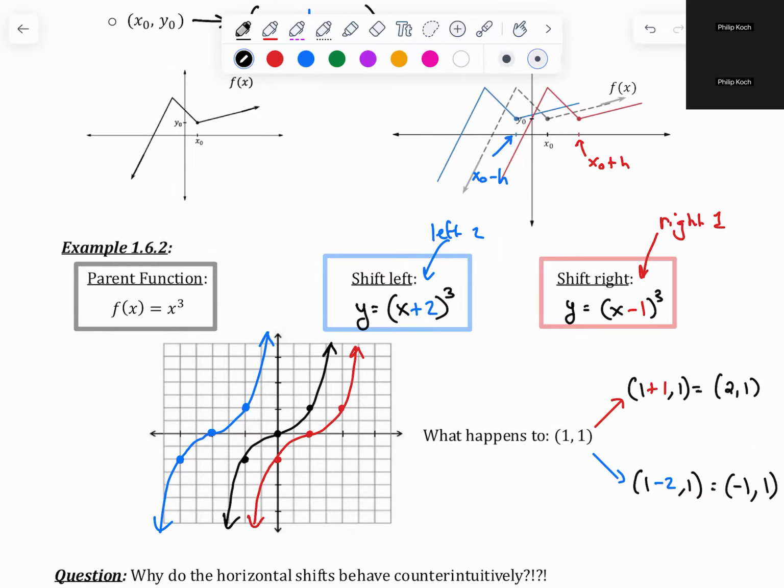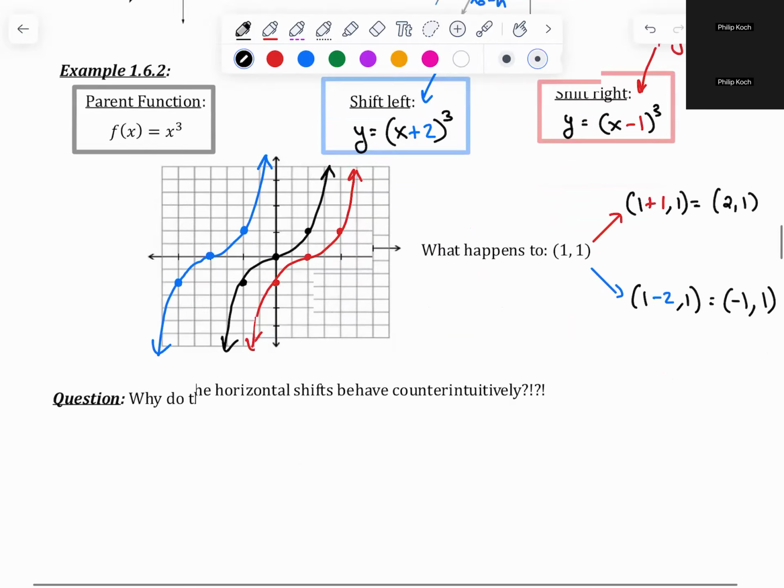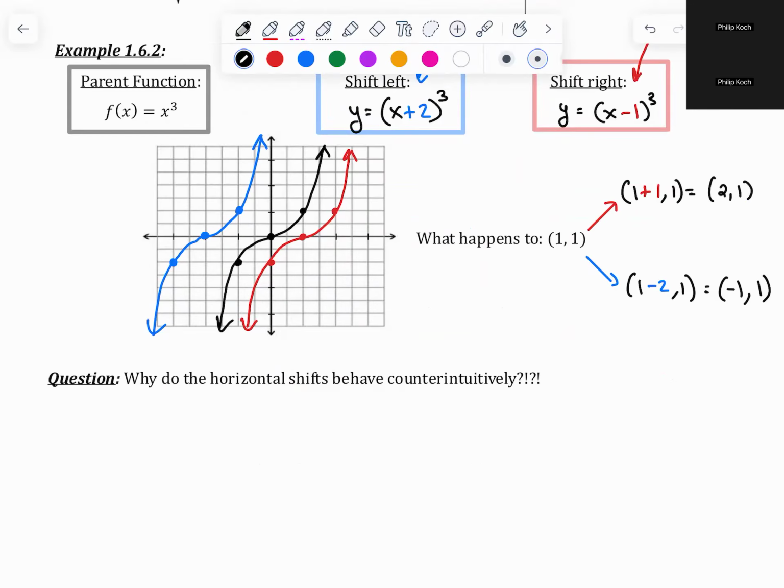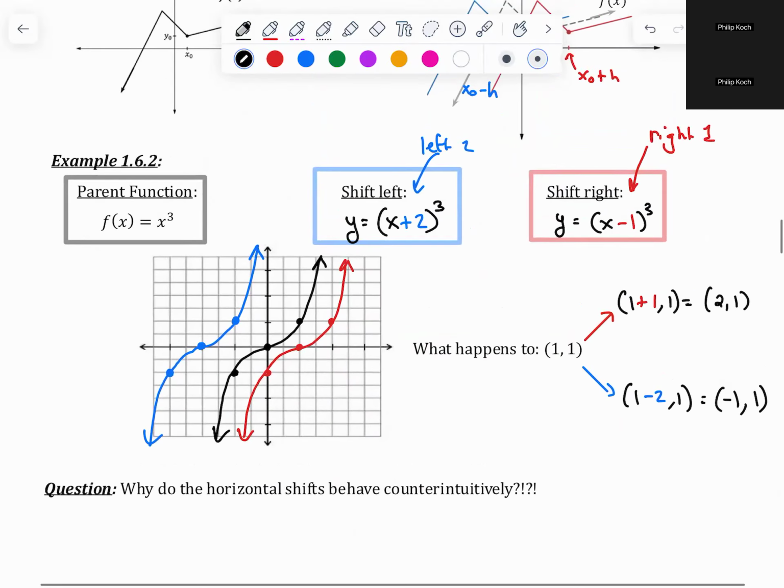Any questions so far? If you have a question on why it happens that way, hopefully it will get answered with the question at the bottom. It's minus that makes it shift right, going towards positive numbers, but it's adding on the inside to shift it left. Why is that the case? Why does it behave counterintuitively? Is it because of the odd exponent? It's not because of the odd exponent. It's because of whether it's plus or minus. So why does it happen that way?